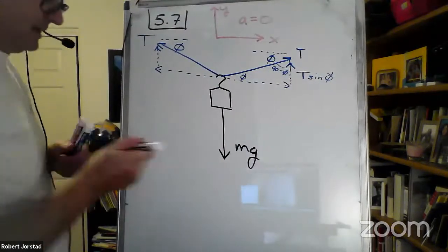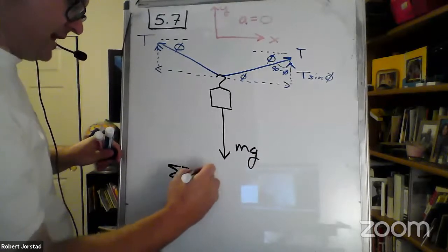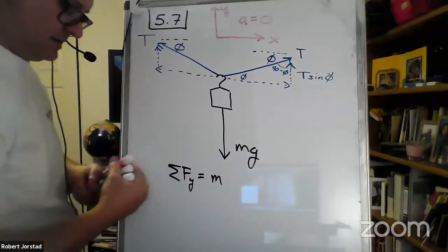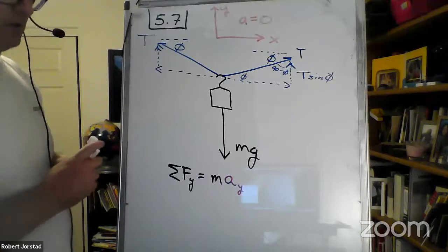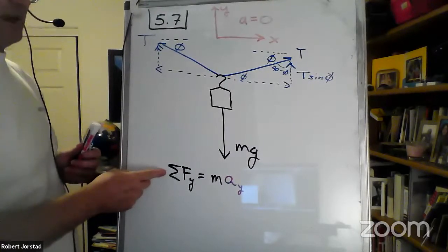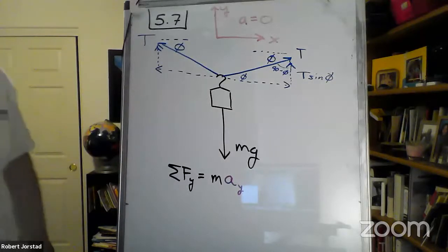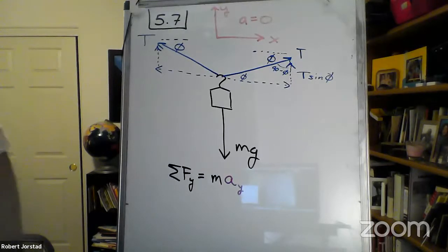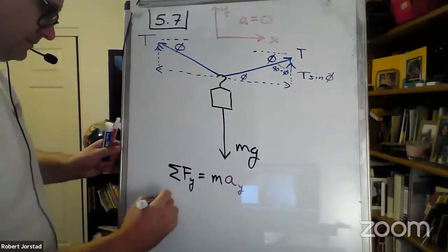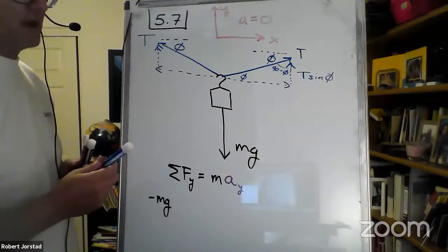So help me out. I need the sum of forces in the y direction should equal mass times acceleration in the y direction. This comes from the arrows. Give me some arrows, vertical. Just give me any one of them, somebody. So we've got negative mg. Negative mg. I like it. What's another one? Positive T sine theta. How many of those? Two of them.